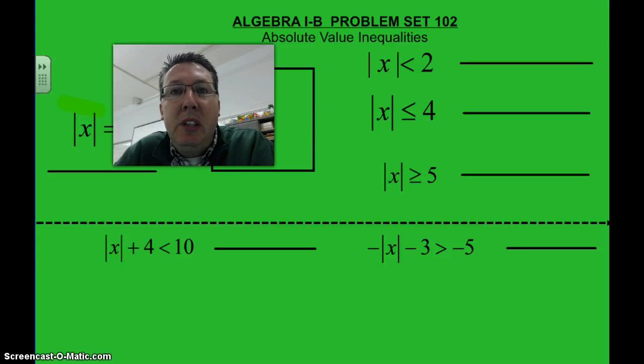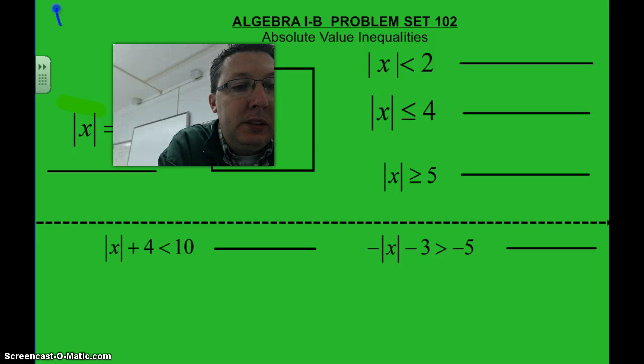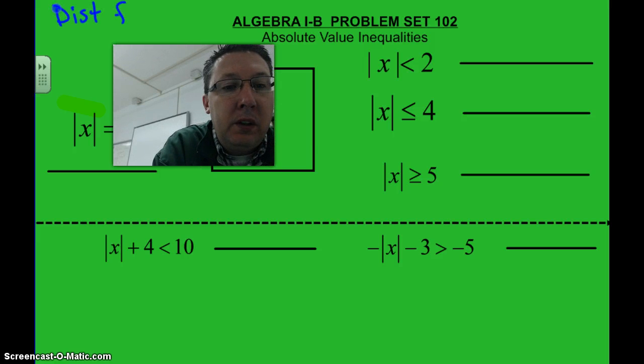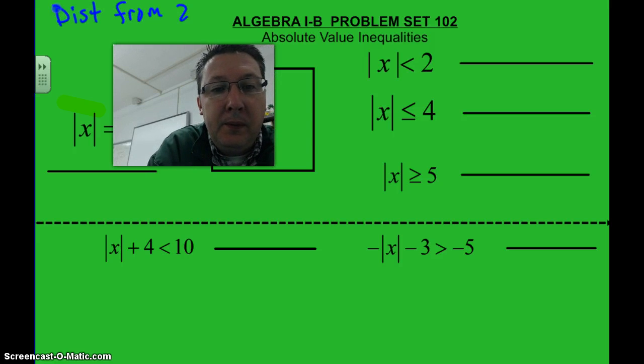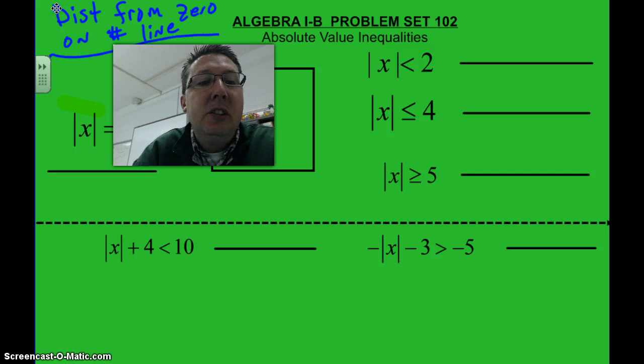Today we're looking at problem set 102, which is dealing with absolute value inequalities. Now, before we get into the inequality part of it, the idea of absolute value, we have a definition of absolute value: the absolute value of some number is defined to be its distance from zero on a number line. Okay, that's the definition you need to have in mind.